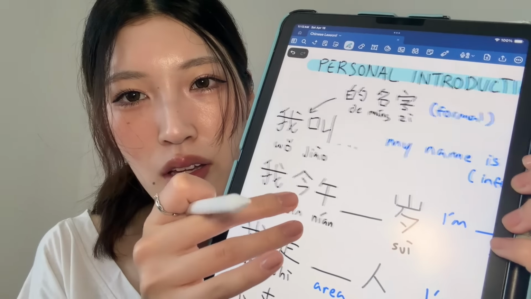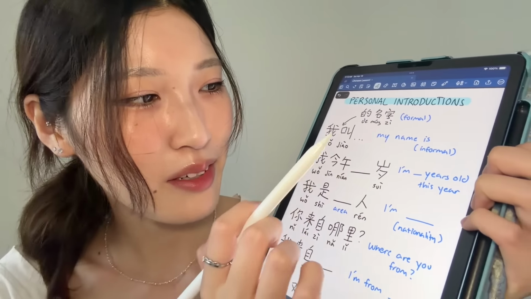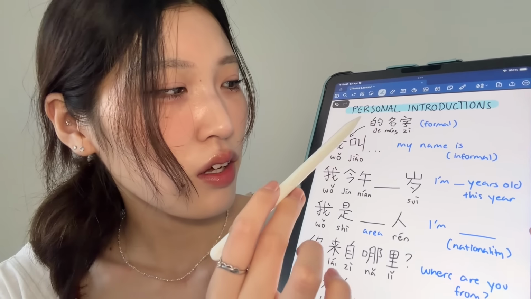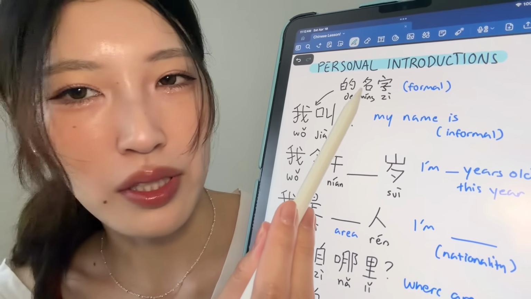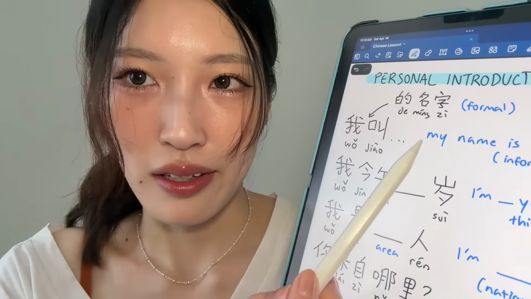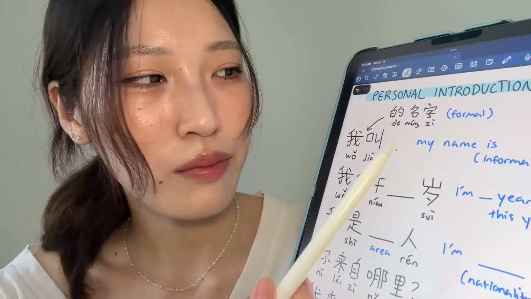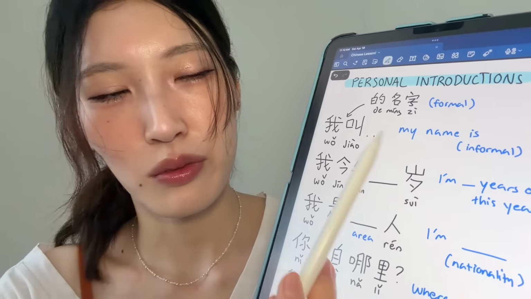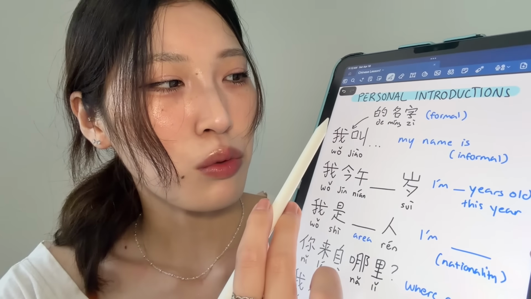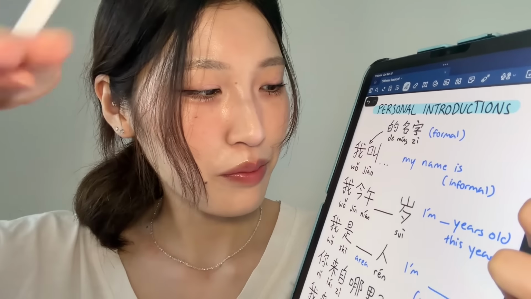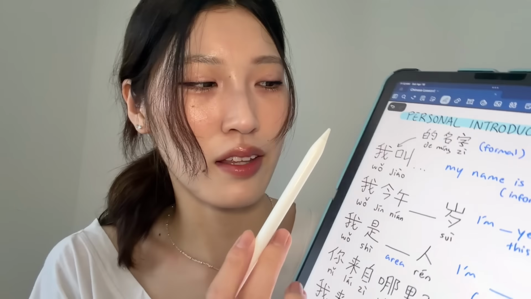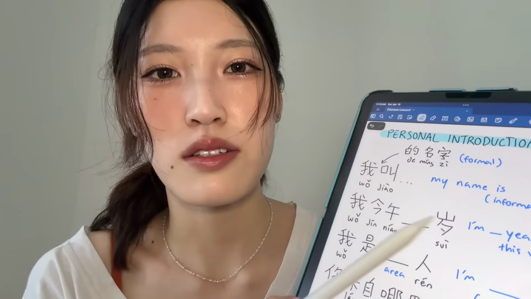So the iPad's a little difficult to navigate, but 我叫, wait, I messed up. Okay, 我, and I wrote here the formal version, 我的名字. 名字 refers to name, so my name is basically, or I could say 我的名字叫, which is my name is, so 我的名字叫拜托. That's my channel name, so you should try introducing yourself. Okay, so 你的名字叫什么? And then 我的名字叫, and then you should say your name.